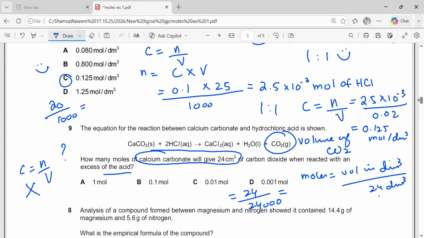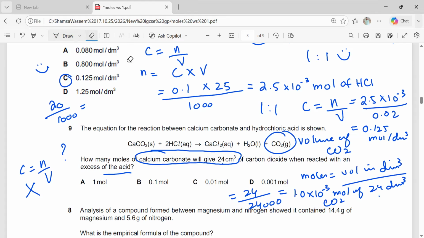So 24 divided by 24,000, we'll get 1 × 10^-3. These are moles of carbon dioxide. But they're looking for just moles of calcium carbonate. So what is the ratio of carbon dioxide and calcium carbonate, girls?